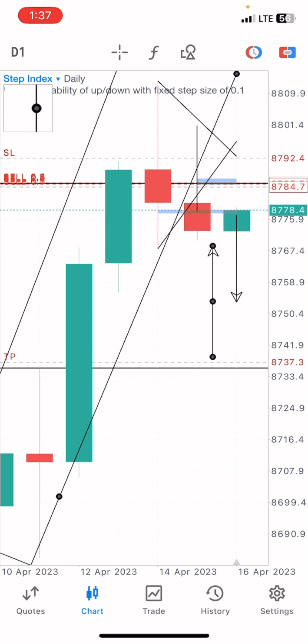So that's it, guys. That's how I was able to get the sells on Step Index, and I hope you guys got a couple of things from my explanations and my analysis. Hope you guys were able to pick 1 or 2 things from it.